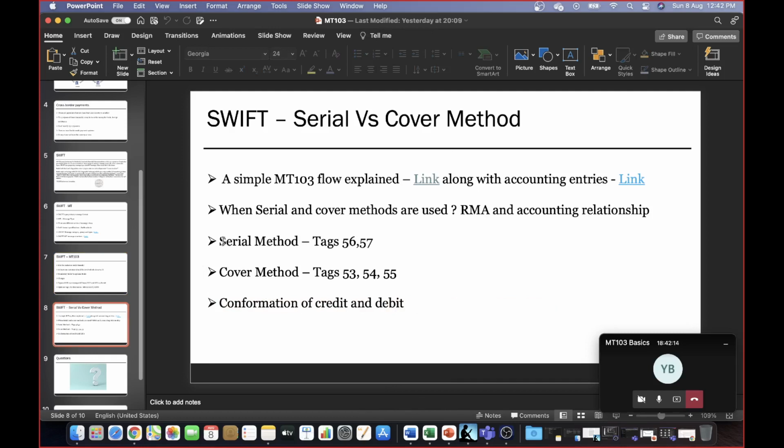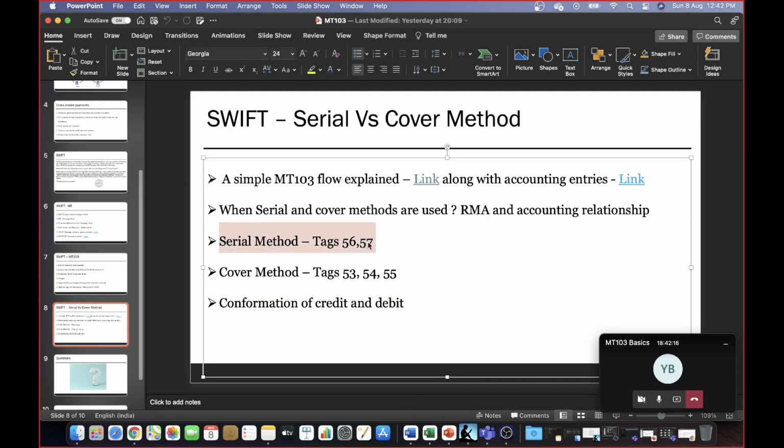Okay, serial method. Another quick tip is that serial method can have tags 56 and 57. If tag 53, 54, or 55 is present, then it is a cover method. The MT103 is settled via cover method, except for one case, 53B. We will not discuss that today, but I can share links to the articles as well.